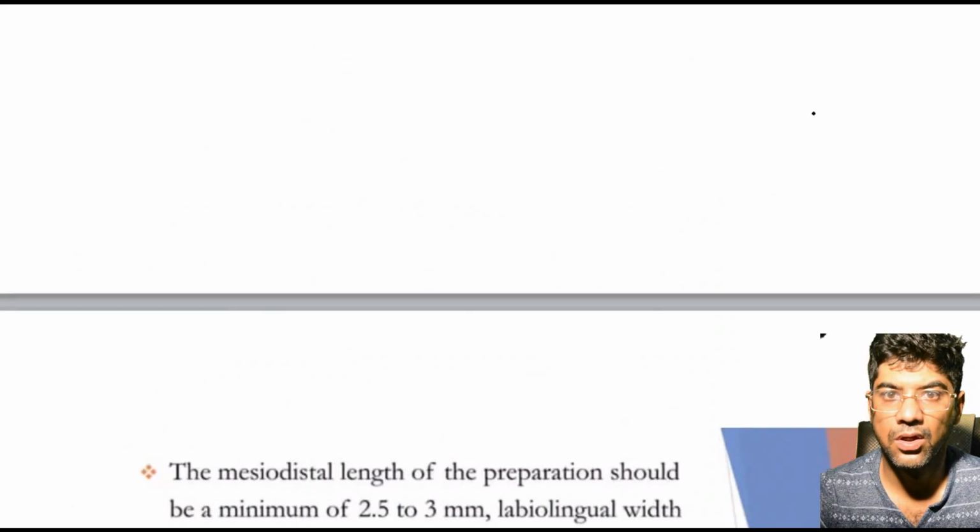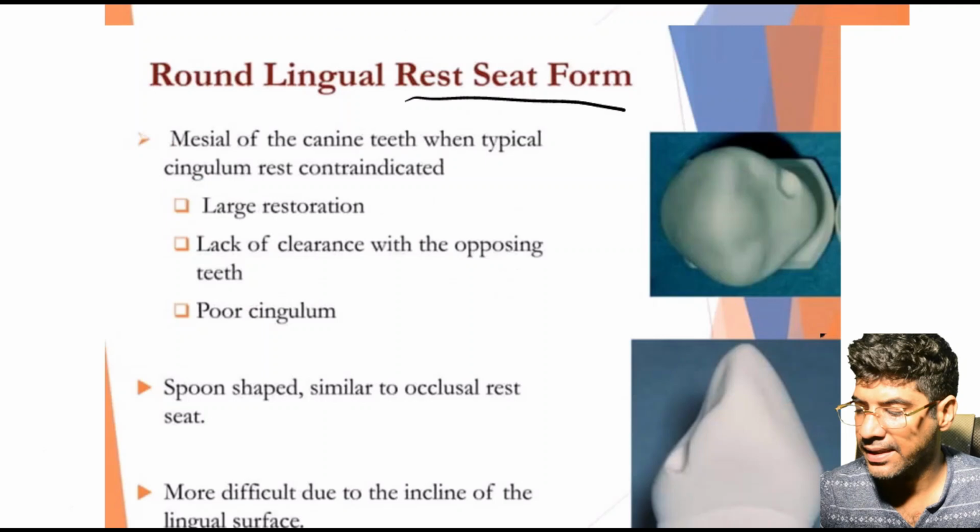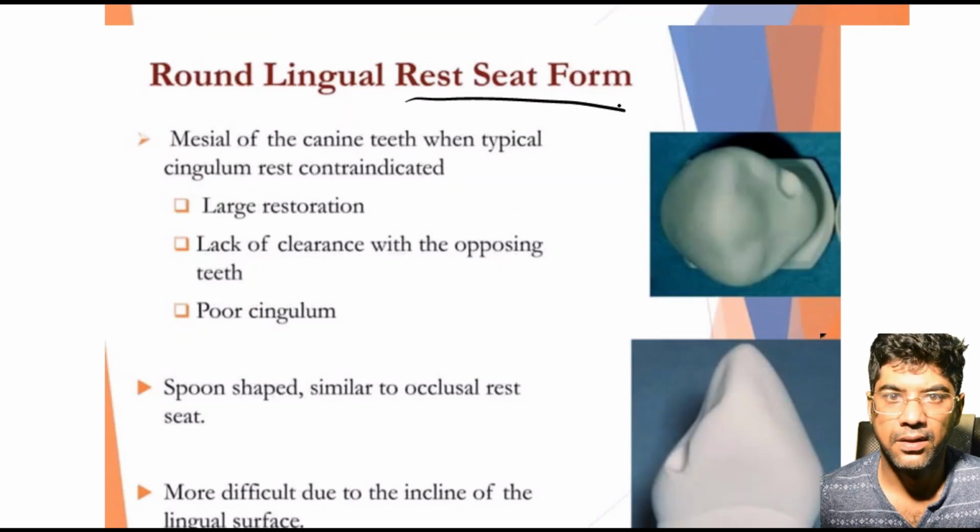The floor, remember the floor of the rest seat should be angled to be less than 90 degrees relative to the vertical minor connector from which it originates. This angulation helps to direct the forces along the long axis and minimize the tipping forces.